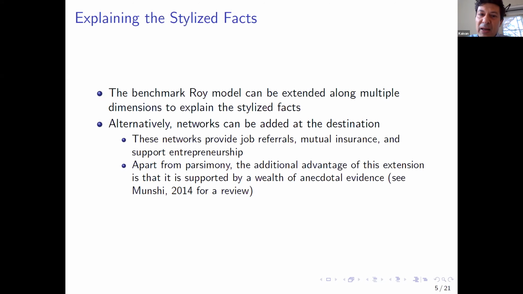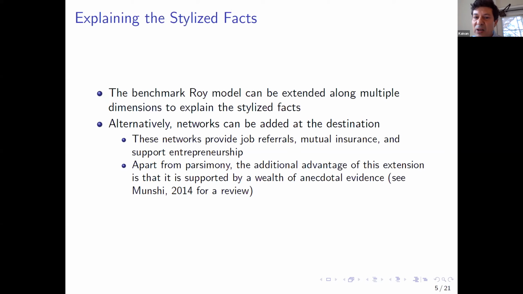But the point I want to make is that a very simple extension of this model, which allows for networks at the destination, can explain all of these stylized facts. And what do these networks do? Well, these networks would provide job referrals, mutual insurance, different forms of support.